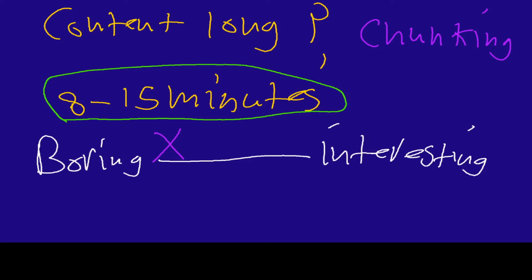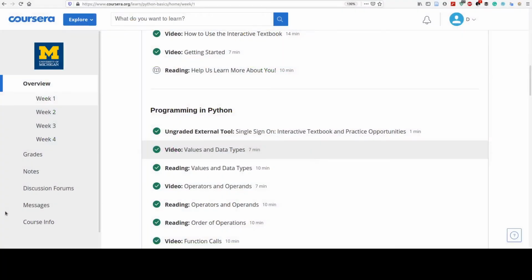the one place that I showed you online here. You can clearly see right here, this video, values and data types, 7 minutes, then operators and operands, 7 minutes, etc. Function calls down there at the bottom, you can't quite see it, but it's 10 minutes. And so again, this is what practitioners are doing.